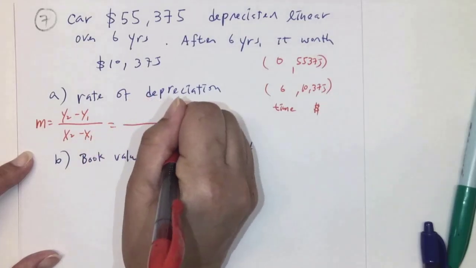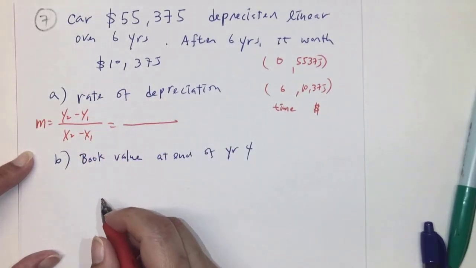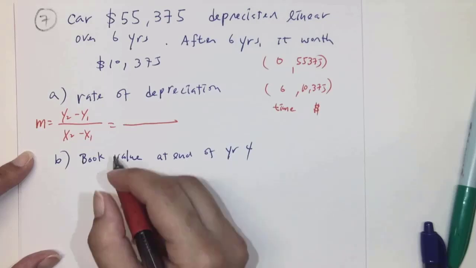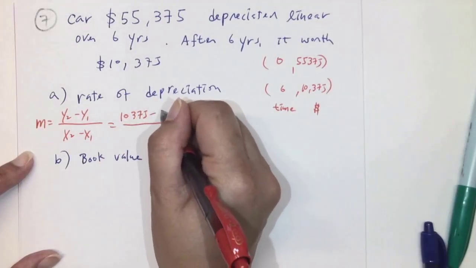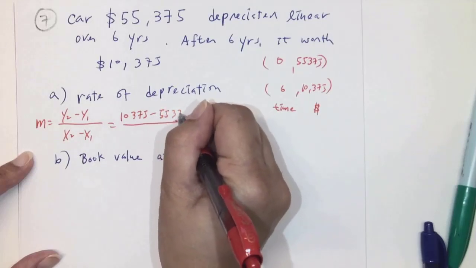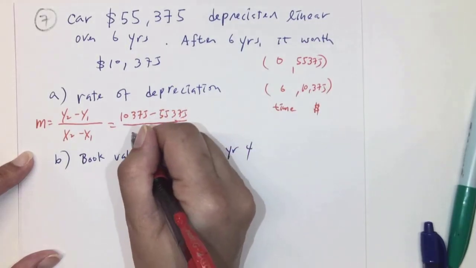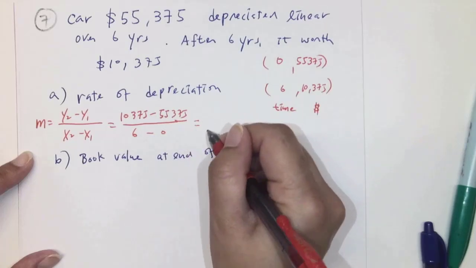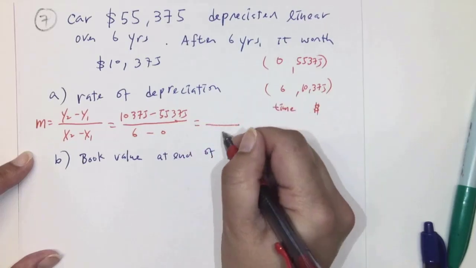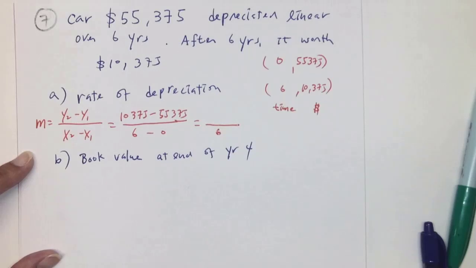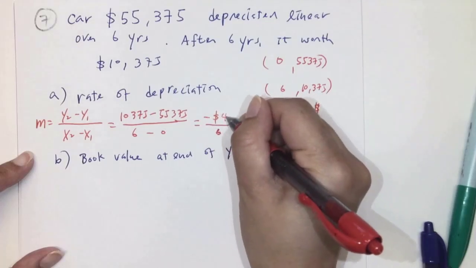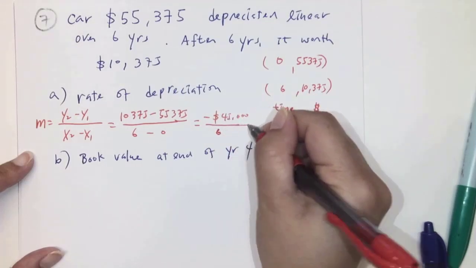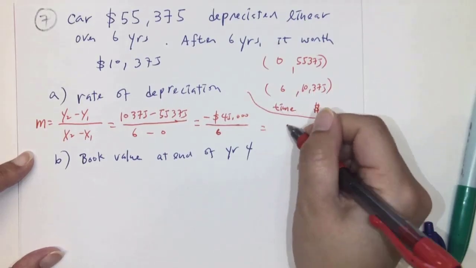Can you help me to plug it in, please? 10,375 minus 55,375 over 6 minus 0. 6 years minus 0. So it should be a negative number, right? On top, we have a negative of what? 45,000. Over 6 years. That's a lot of money. Okay. So divided by 6.